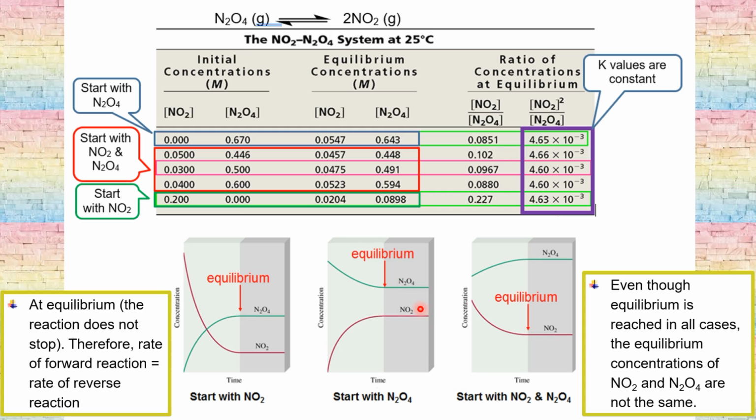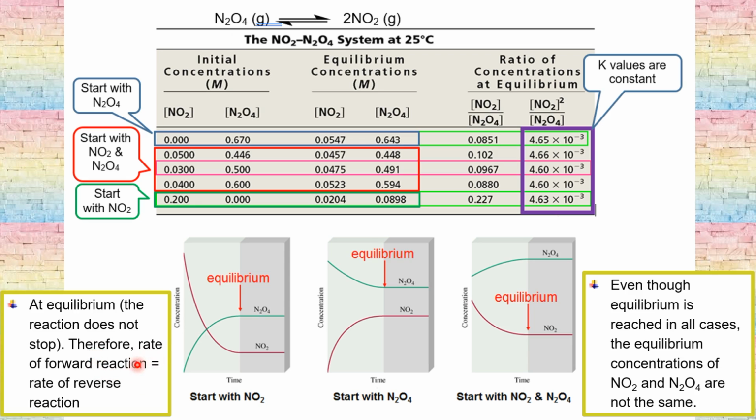Right. Case number 3 starts with both NO2 and N2O4. So there are 3 sample data here. This is the initial concentration for N2O4 and the initial concentration for NO2. Then when it reaches equilibrium, the concentrations remain constant. So that means at equilibrium, the reaction does not stop.